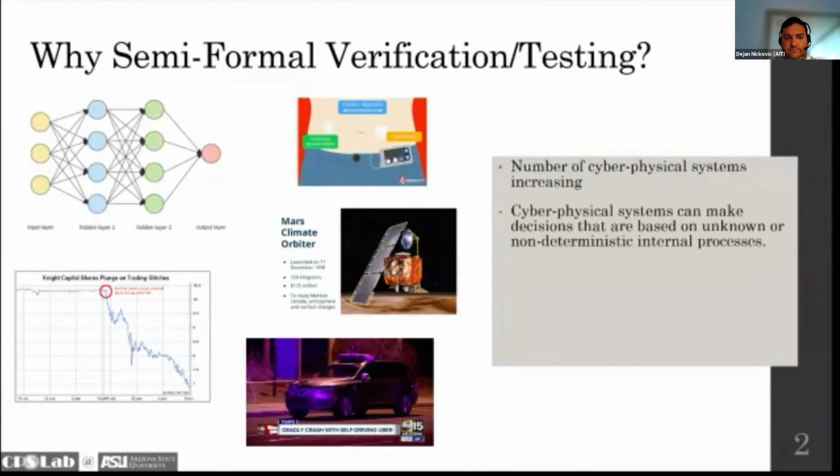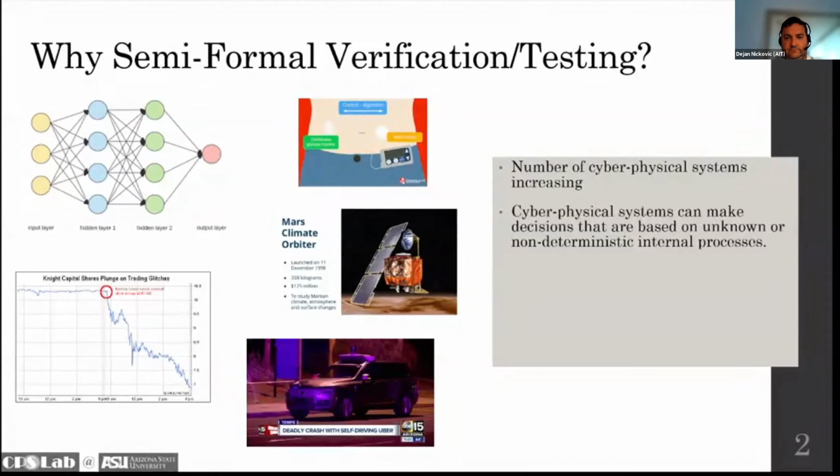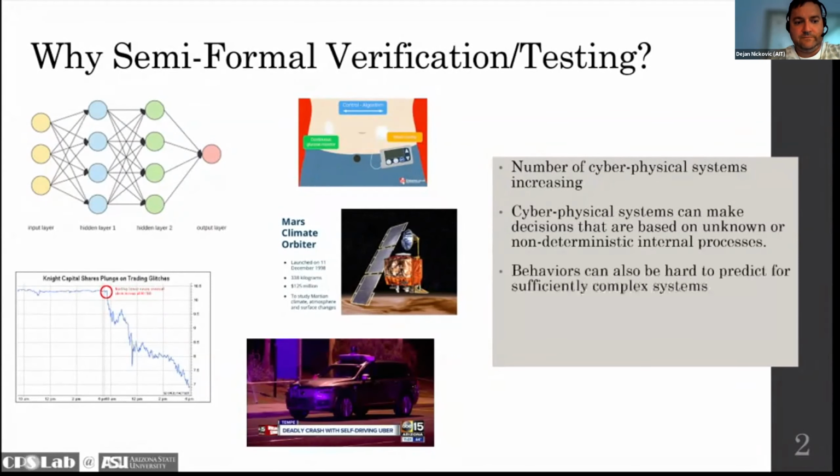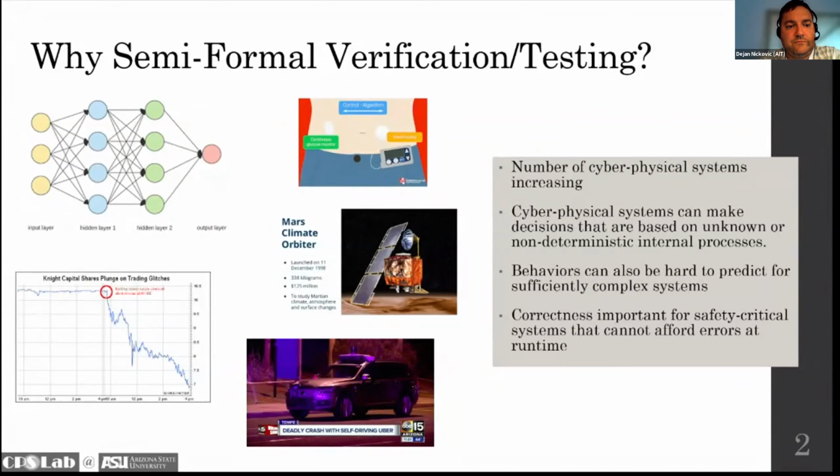As systems become more sophisticated, they can begin to make decisions based on unknown or non-deterministic internal processes. Even systems without these internal processes can be sufficiently complex to make behavior prediction difficult. These factors make it hard to guarantee correctness, which is especially problematic for safety-critical systems where an error at runtime could potentially cost lives or capital. Semi-formal verification is a framework for testing systems that attempts to guarantee that incorrect behavior will never be observed.